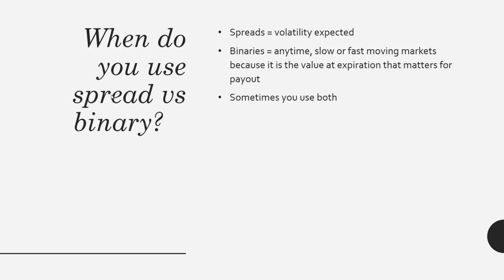Now, when do you use the spread versus the binary? Well, spreads are really good when you're expecting volatility. The binaries would be better if you have a very slow moving market. If you have a fast moving market and you're using out of the money binaries, they can be really good because, again, it is the value at expiration that matters for the payout. Sometimes if you're really confident that you're going to get a good move, you might use both.